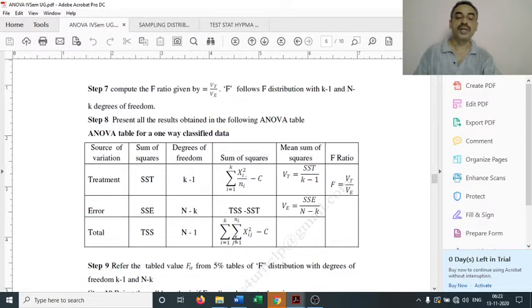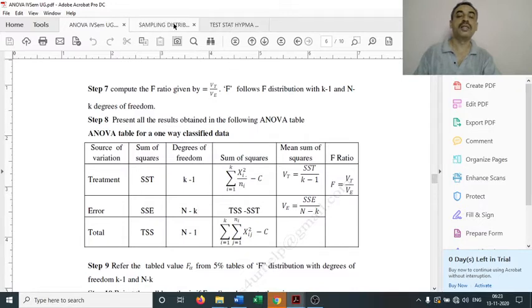This is another chi-square random variable with n minus k degrees of freedom. So we are putting these two random variables following chi-square distribution in this F, that is, the F ratio consists of the ratio of two random variables following chi-square distribution with k minus 1 degrees of freedom and n minus k degrees of freedom. The variable in the numerator has k minus 1 degrees of freedom and the denominator has n minus k degrees of freedom.